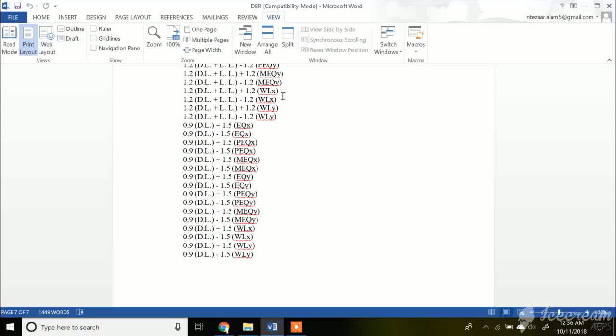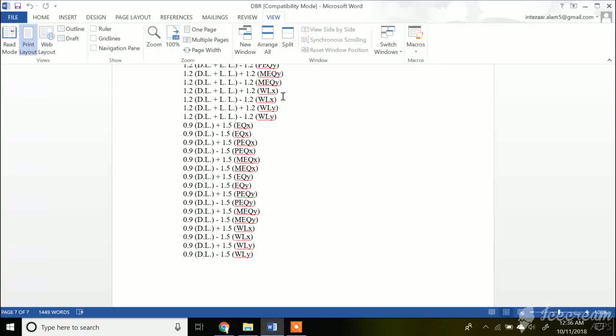Now you need the architectural layout. I'll be discussing the architectural layout in the next video. Based on the architectural layout, you'll be placing your columns and beams. So next video we'll first talk about the architectural layout. Once the architectural layout is finalized, we'll be modeling. So architectural layout and modeling will be covered in a single video lecture.